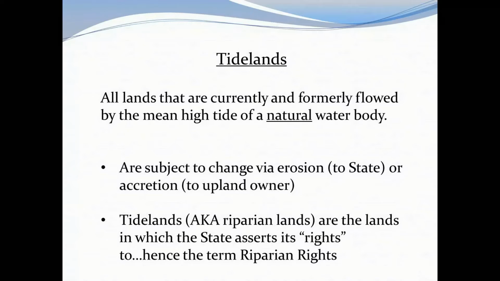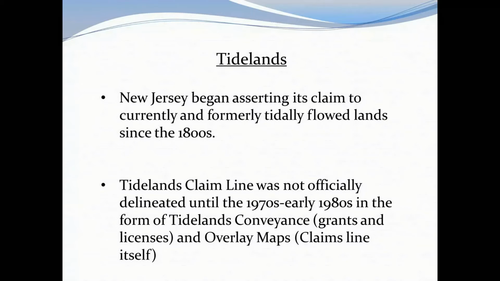Tidelands, also known as riparian lands, are the lands in which the state asserts its rights, hence the term riparian rights. So you hear those three terms used interchangeably: tidelands, riparian lands, riparian rights, and they're all referencing the same idea. We began asserting our claim in New Jersey a long time ago, when we gained our independence, and heavily began down the road in the 1800s there.